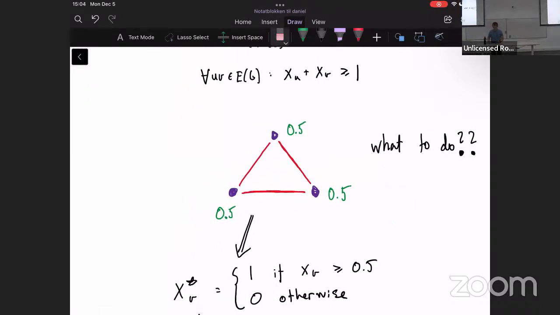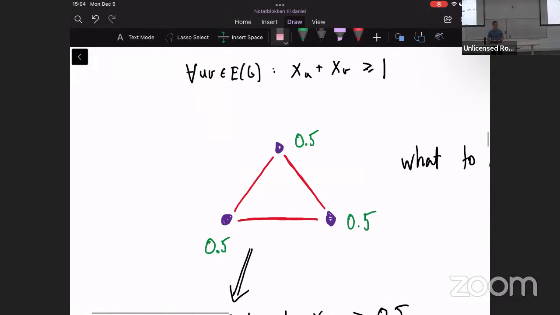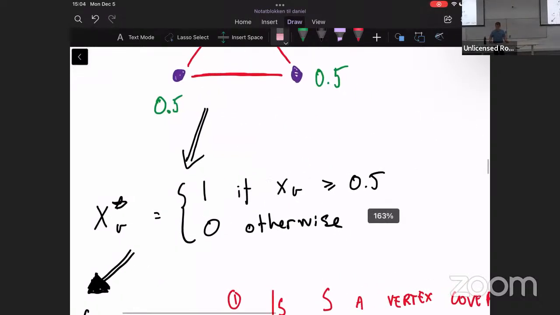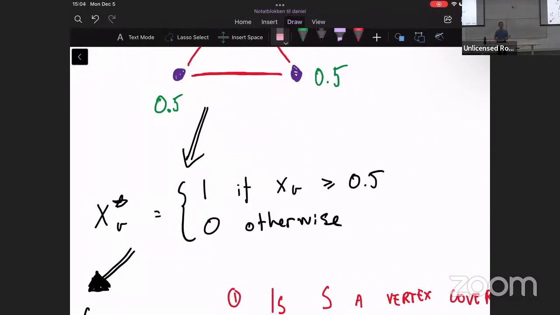Okay. It's fairly often when we get some fractional number and we don't like it, we want an integer. So what do you do? You round to the nearest integer. Okay, then let's do that. So let's round our LP. If you had 0.5 or more, you put it to 1. If it was 0.49 or less, you put it to 0.